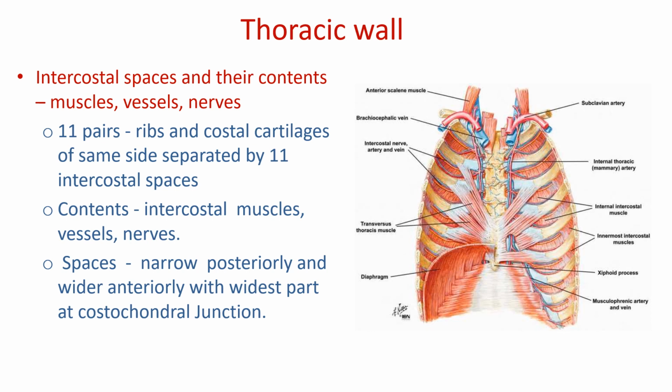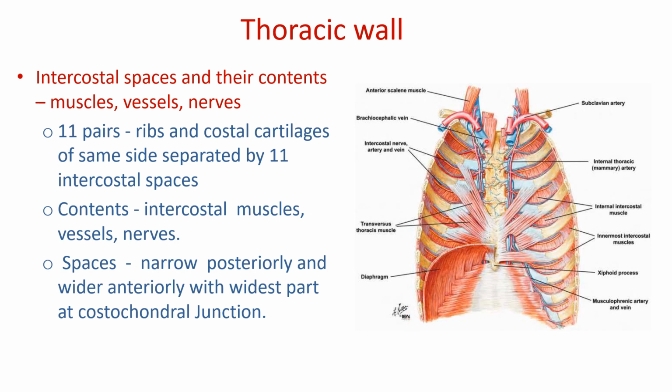The other contribution to the thoracic wall is the intercostal spaces and their contents. So what will be the contents of intercostal spaces? They are the muscles, vessels and nerves. Here you are seeing the thoracic wall showing the intercostal spaces. You are seeing the 11 pairs of intercostal spaces between the 12 pairs of ribs.